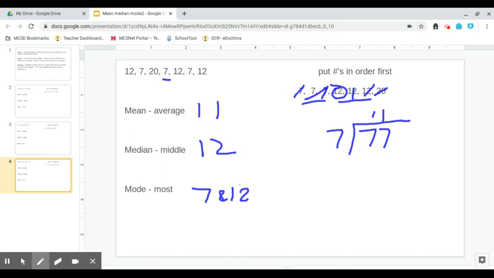Remember to know the definitions of these words. If you know the definitions really well, it's easy to do this. And always put them in order first, or your problems are more than likely going to be wrong, and we don't want that. So good luck.